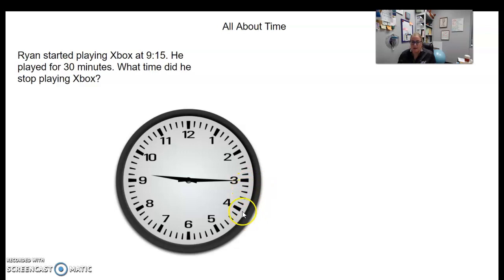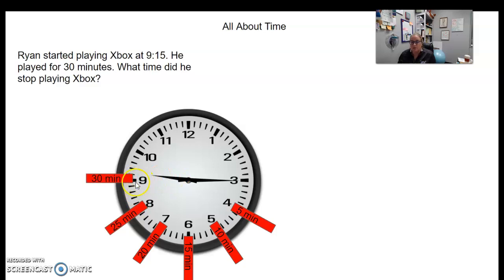So if I do that, I'm going to say this is 5, 10, 15, 20, 25, 30. So now I know what time my clock should end on. It's going to end over here. So my hour hand's actually going to keep moving up, and my minute hand is now going to be pointing to the 9. So if I do that, now I need to figure out what time it was.